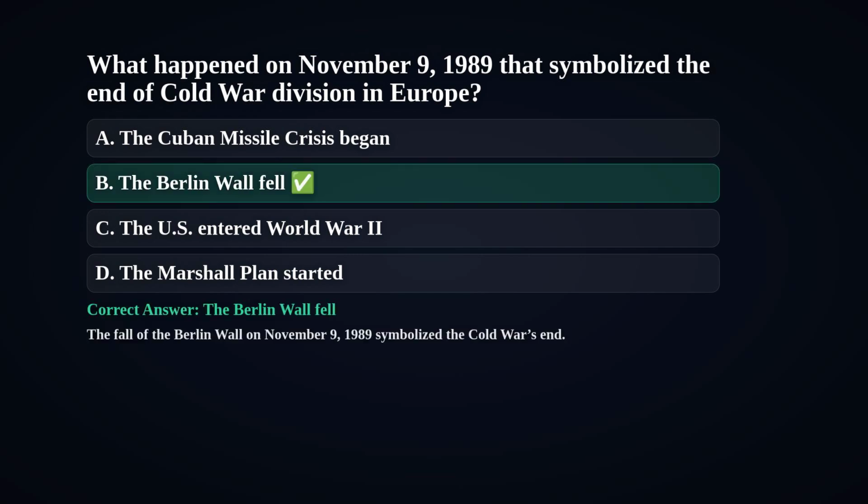The correct answer is B. The Berlin Wall fell. On November 9, 1989, the opening and collapse of the Berlin Wall became a powerful symbol of the Cold War ending and Germany moving toward reunification.